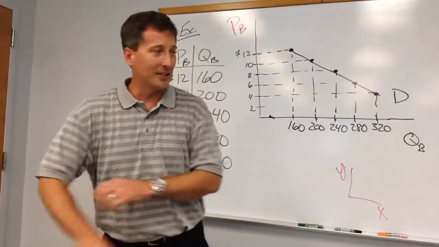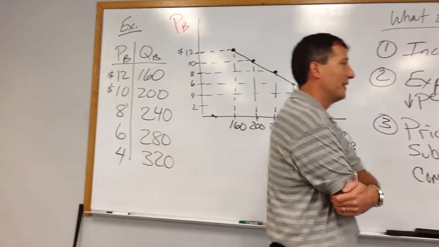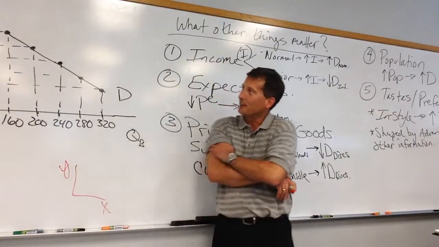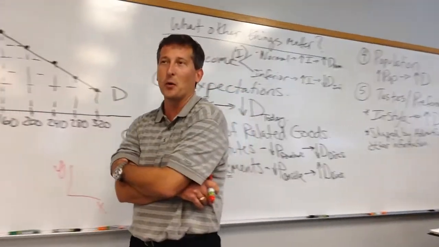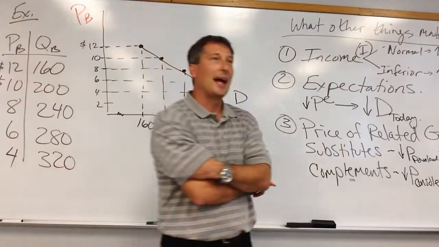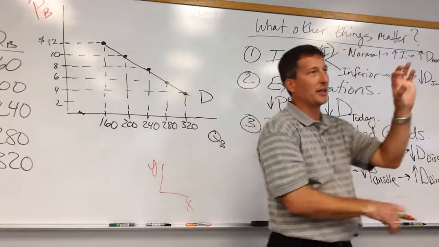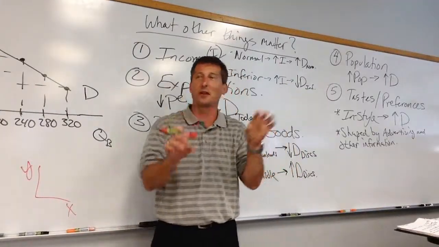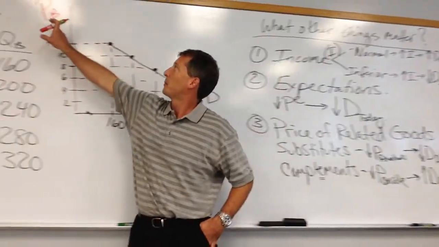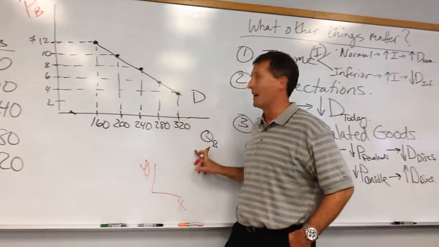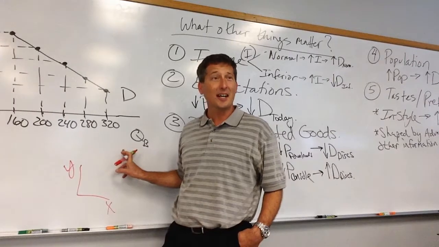So, I need to introduce you to a little historical accident, is what I'd like to call it. A guy by the name of Alfred Marshall is the first economist that really formalized the demand curve. And he put this in a footnote in his journal article. He drew this little graph, and he put price up here and quantity down here, and it's stuck ever since.